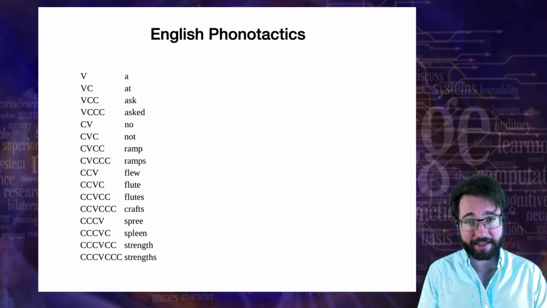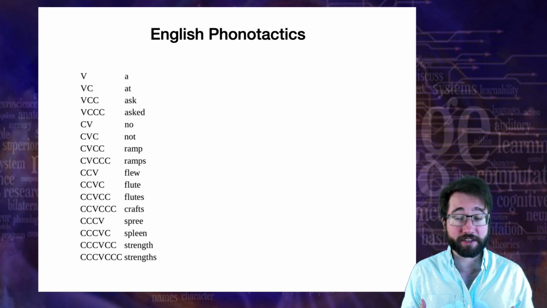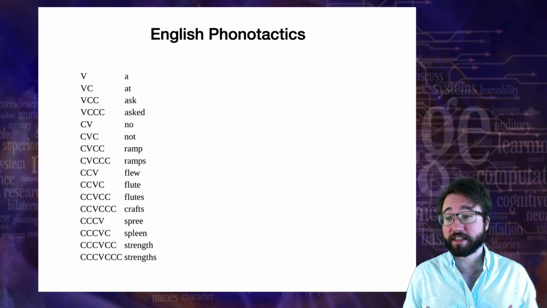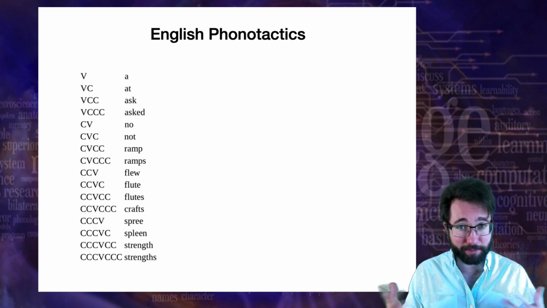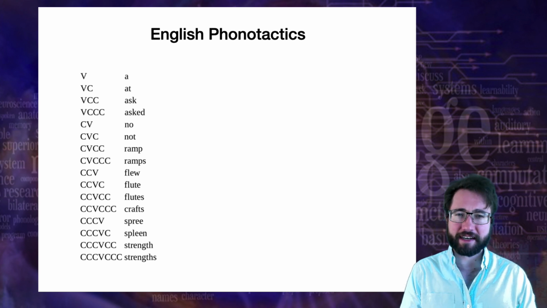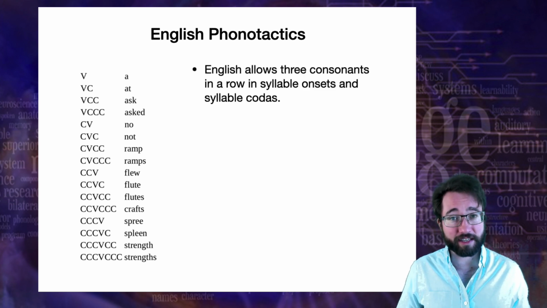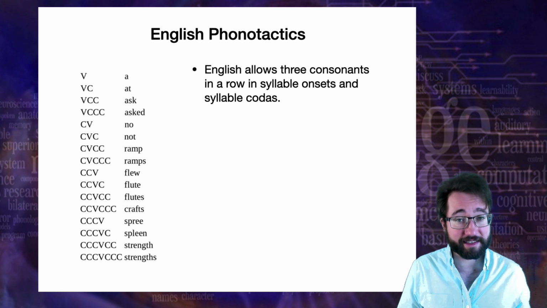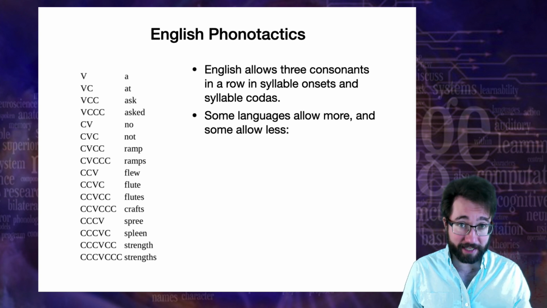So we can apply this kind of template to understand the variety of possible syllables in English. We see that English allows syllables of the form V, just a plain vowel, as in the word a. We see that it allows things like CCV, CCVC, as in a word like crafts. We see that it allows CCCVCCC, the most complex possible syllable in English, in a word like strengths. So English phonotactics is actually pretty complex in terms of the consonant clusters it allows. English allows 3 consonants in a row in syllable onsets and in syllable codas. There are languages that allow more, and there's languages that allow less.